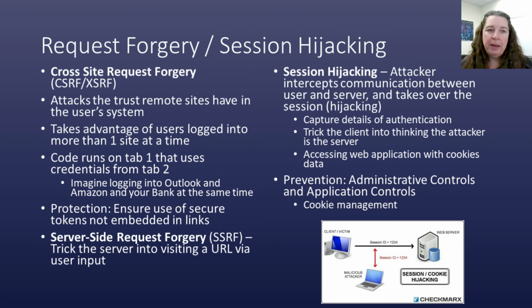Our next web application vulnerability is request forgery, or cross-site request forgery, which is sometimes written with an X or a C, SRF. In this case, we attack the trust that remote sites have in the user system. So imagine, as most people do, you open 3 tabs up on your computer. One of them is going to Amazon, one is going to your bank, and one is going to Outlook.